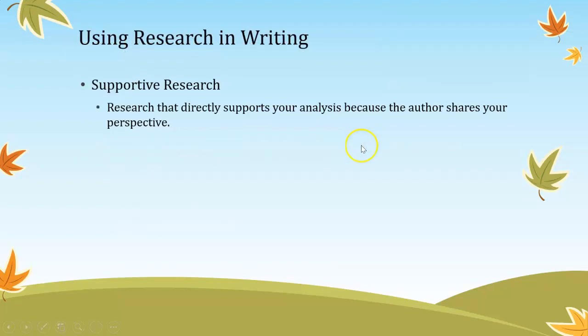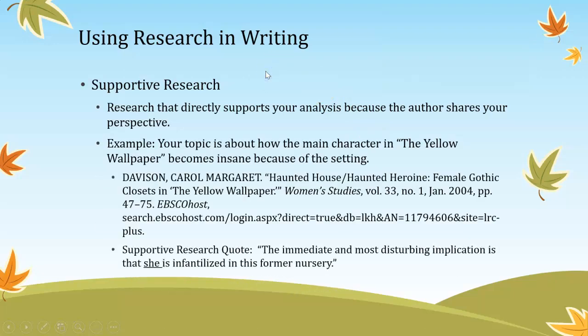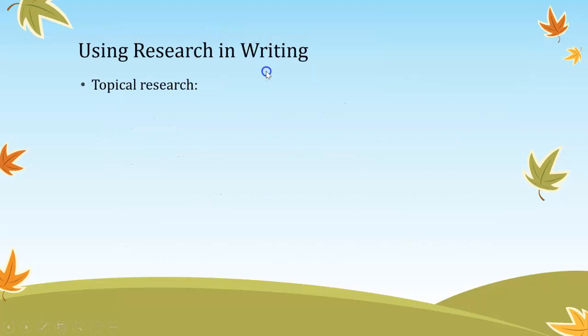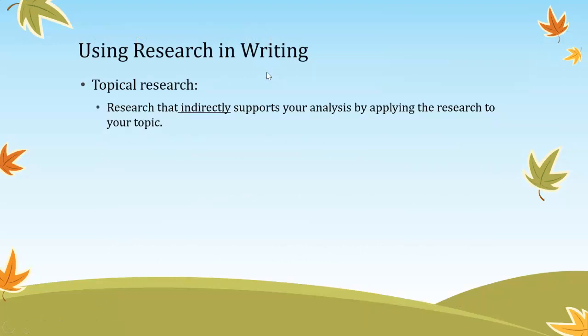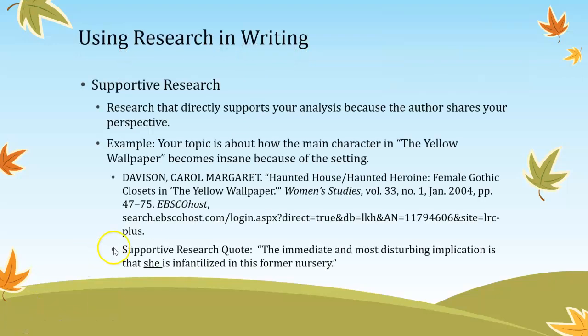Then there's also supportive research, research that directly supports your analysis. I just said all this. Then there's topical research, research that indirectly supports your analysis by applying the research to your topic. Some of these poems will be easier to find topical research because they might not be very well known. So there might not be anybody else who has already spoken about them. You know, like classic writers, supportive research is easier for older literature, poems and poets that are not modern, that have been around for 60 to 100 years. There's a lot more work about them, okay?